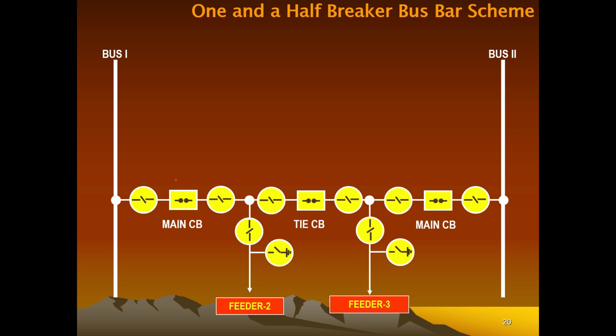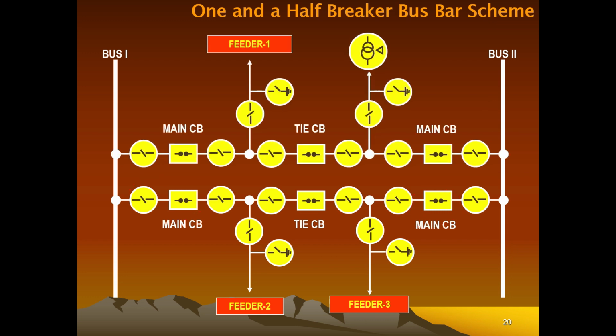These breakers, this and this, are called main circuit breakers or main bay, and this is called the tie circuit breaker or tie bay. Similar arrangements are used for feeder 1 and feeder 4 also. So this is the arrangement. Now this is the normal operation. In normal operation, all circuit breakers remain in service. Your power flow will depend upon the loading conditions, as per the arrows shown in my slides.